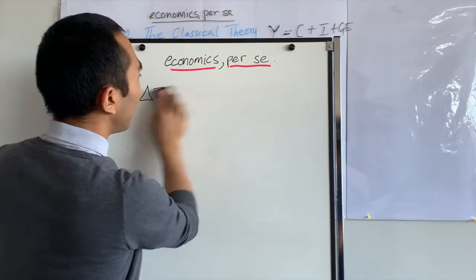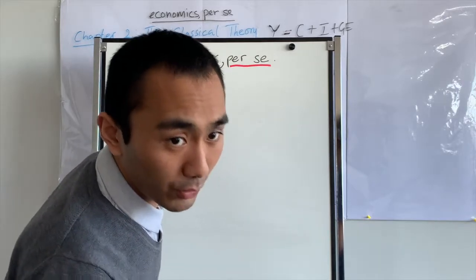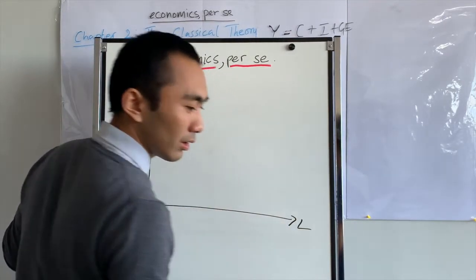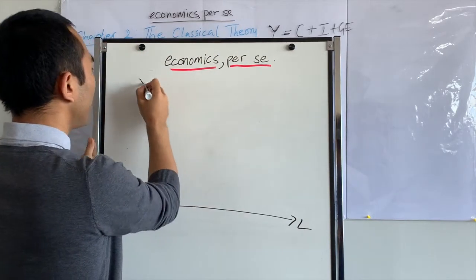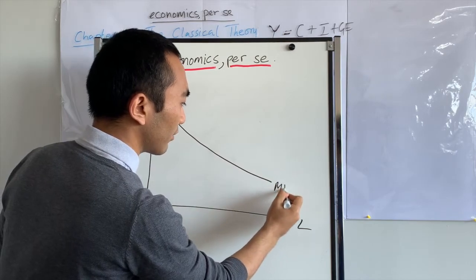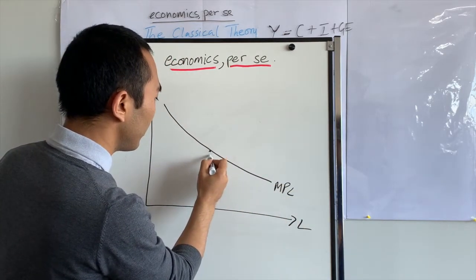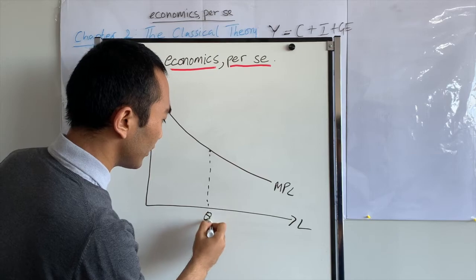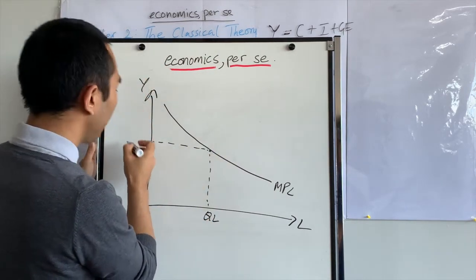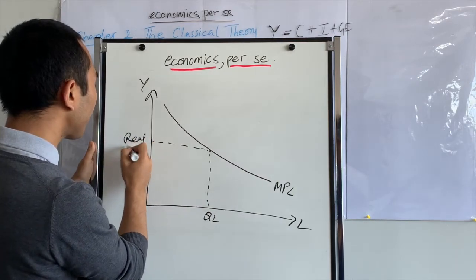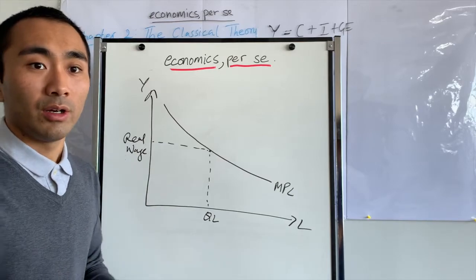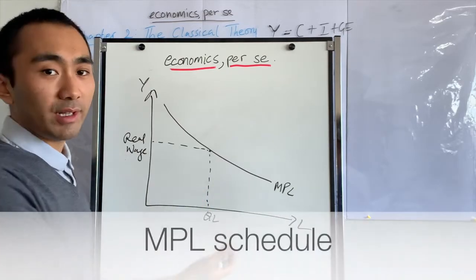So again, on our x-axis, we will have the units of labor as always. Labor down here, and the y-axis has output again. This is our MPL curve. This is the quantity of labor, and this is the real wage. So what's happening here? Here we graph the MPL schedule.